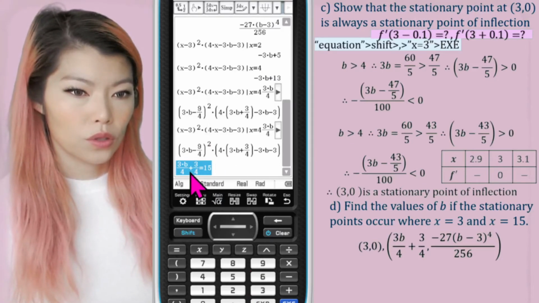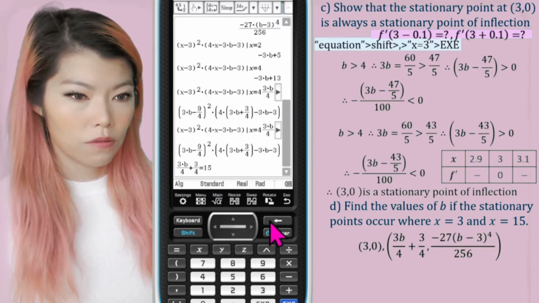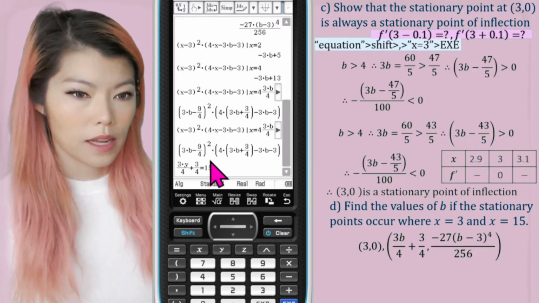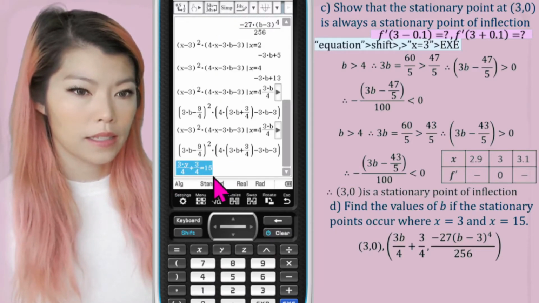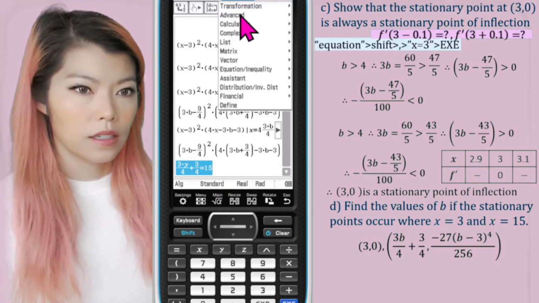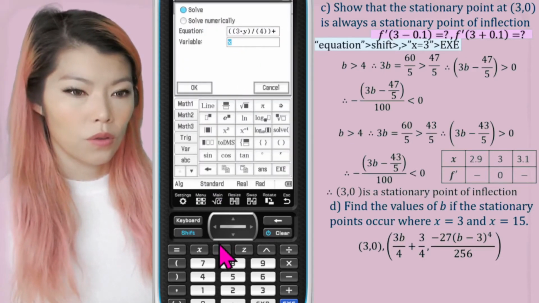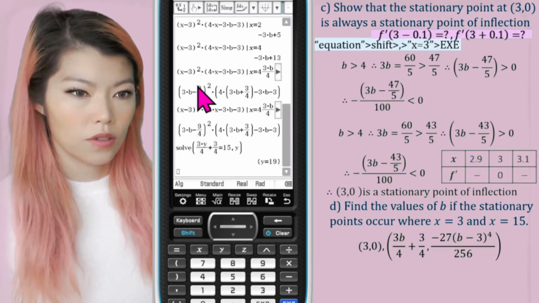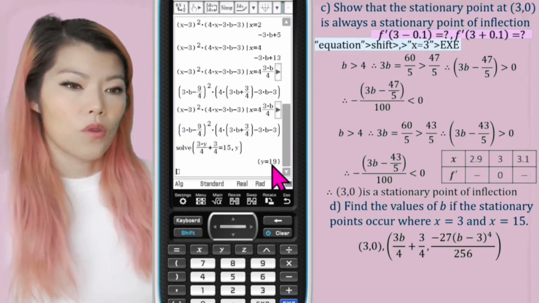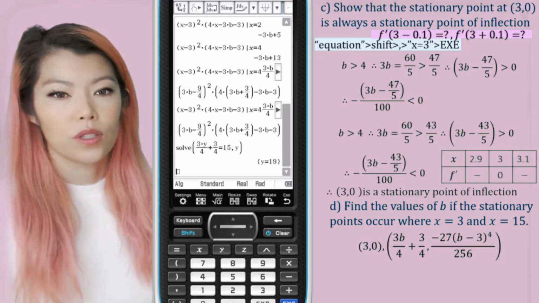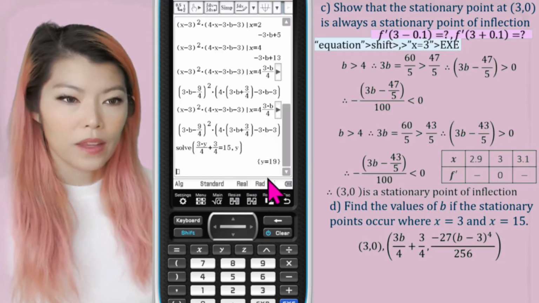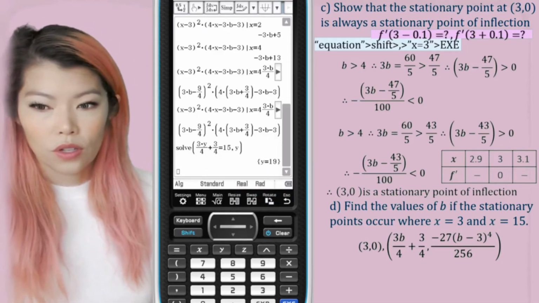And I'm going to solve that, but it doesn't like B, the calculator, so I'm going to solve for Y instead. Interactive, advanced, solve, and this time I'm solving for Y instead, just using a different thing. So now we have Y equals 19, or in other words B, because we use Y instead of B. Anyway, so B is equal to 19.